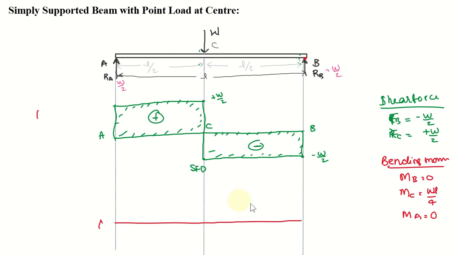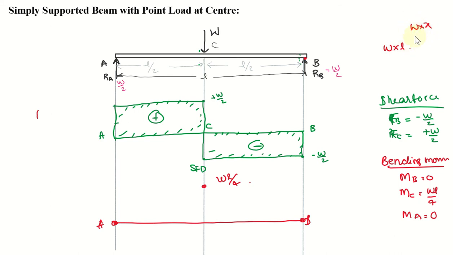AB. So the main point you have to remember is the bending moment of the simply supported beam at the supports is 0. So at A is 0, at B is 0, at C you will get the maximum moment, that is WL by 4. So as we have seen, the load multiplied by distance. So the variable is only the length.